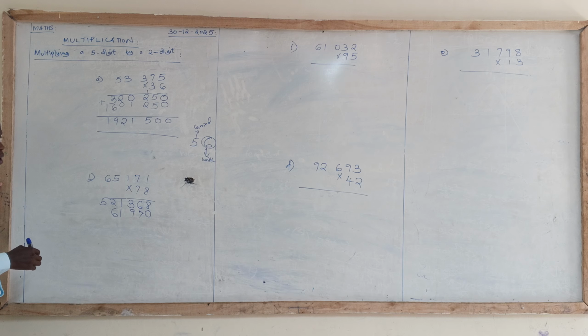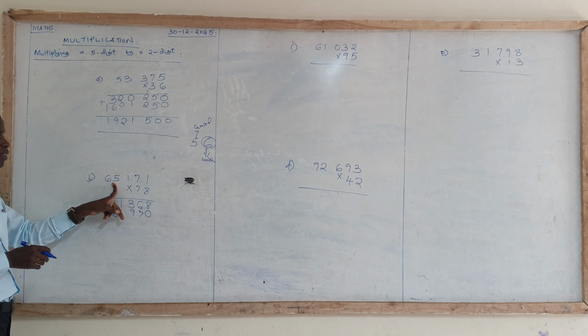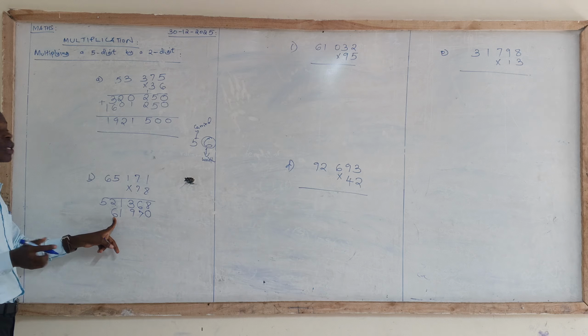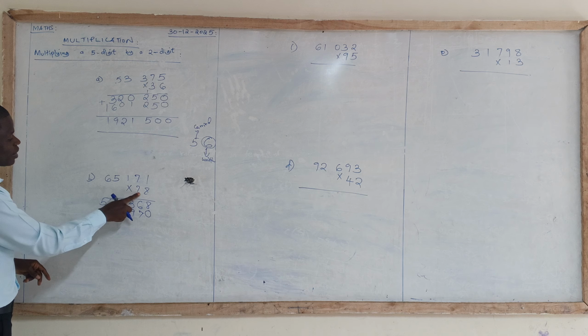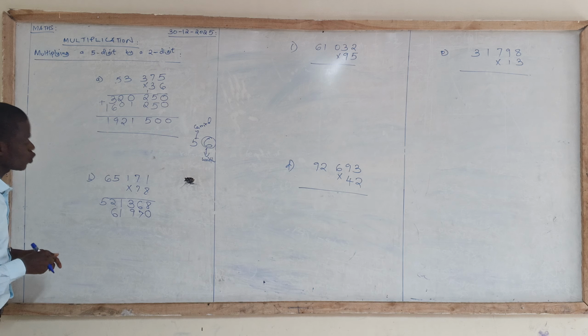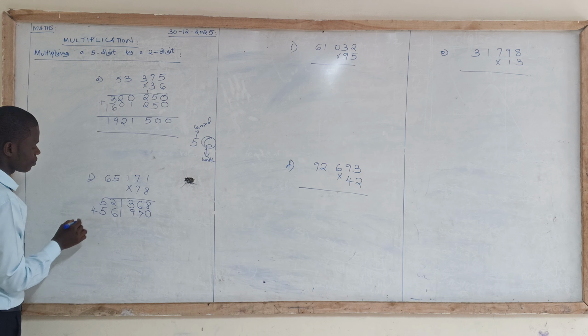42. What did we carry? Remember, what did we carry? We carried 3. Remember, 7 times 5 was 35. We wrote 36 because we carried 1 from here. So 7 times 6, we have 42, plus 3 we carried, that's now 45.